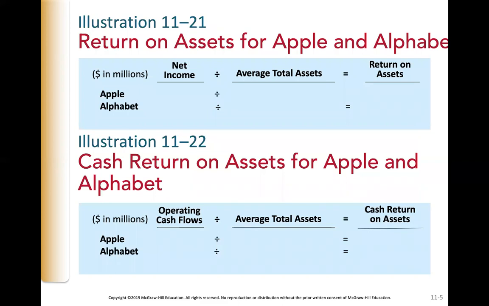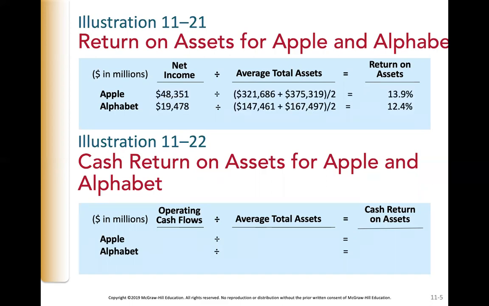The first is we would calculate the return on assets. Remember, return on assets is net income divided by average total assets. So our return on assets for the two companies, you see Apple has 13.9% and Alphabet has 12.4%.